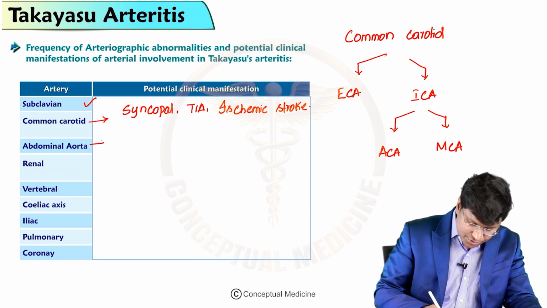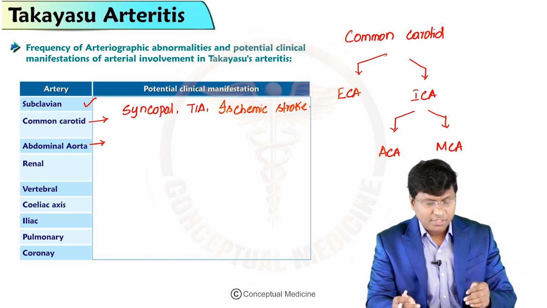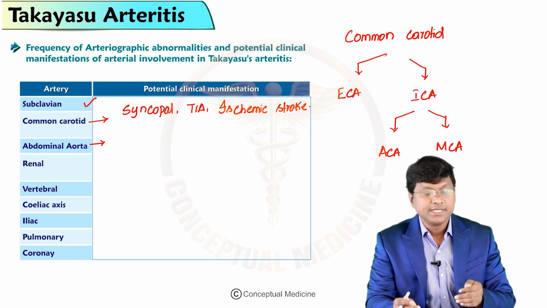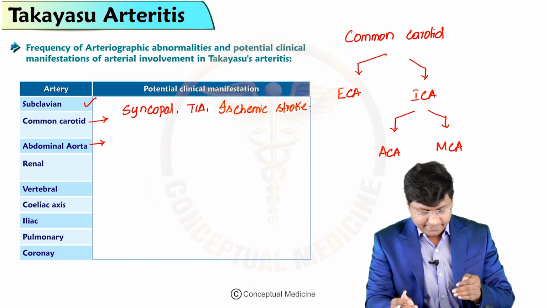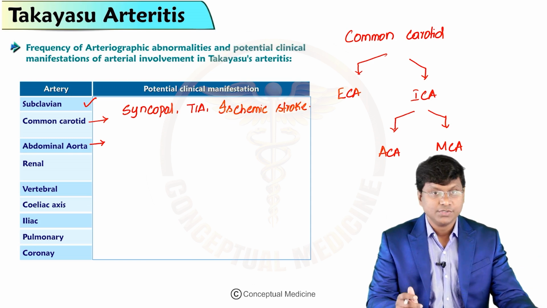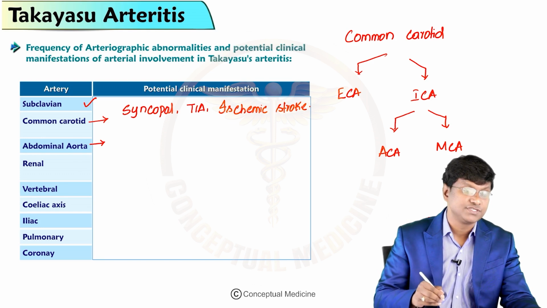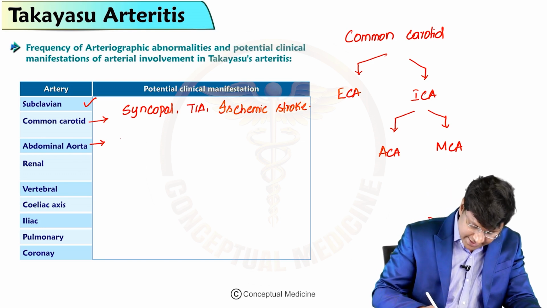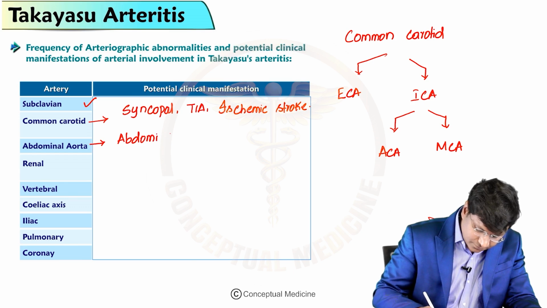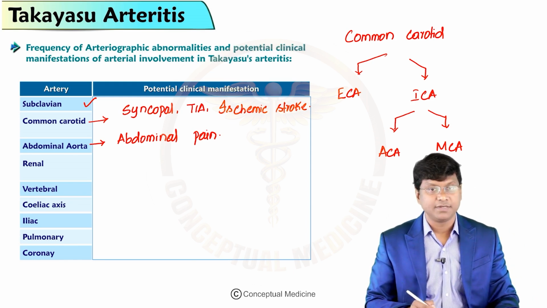And the continuation of the descending aorta will be the abdominal aorta. Even the abdominal aorta can get affected in Takayasu, and the branches which originate from the abdominal aorta supply the visceral organs. So once the abdominal aorta gets affected, the blood supply to the visceral organs within the abdomen will be reduced, and the individual will have the development of abdominal pain.